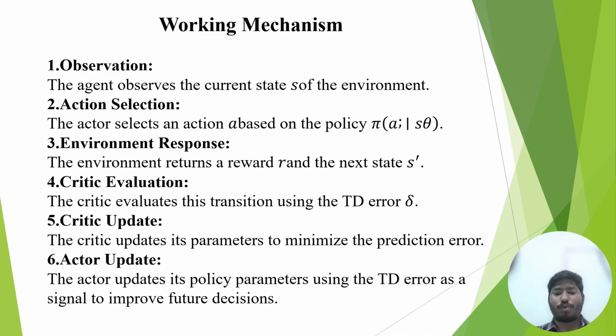For example, in a robotic arm controller system, the actor decides how far to move the arm, while the critic monitors how close the motion was to the desired position. Over many iterations, the actor learns the best moves and moves the arm with high precision and fluid motion.